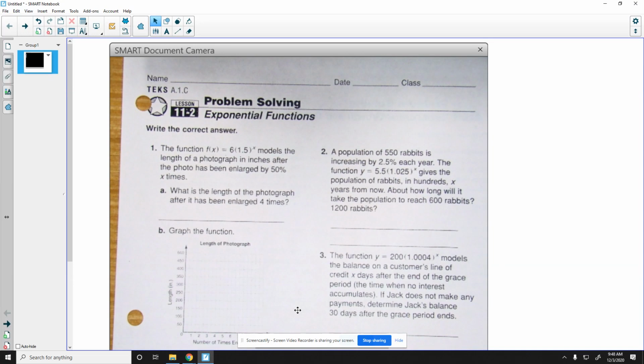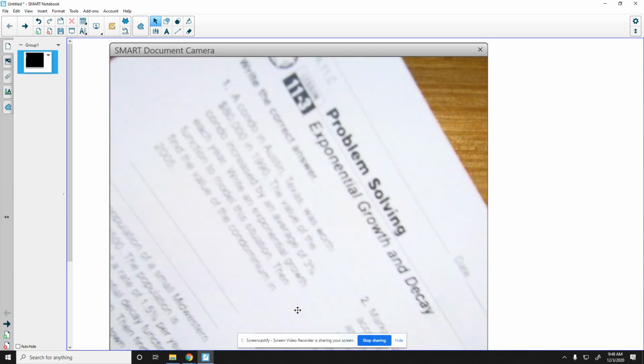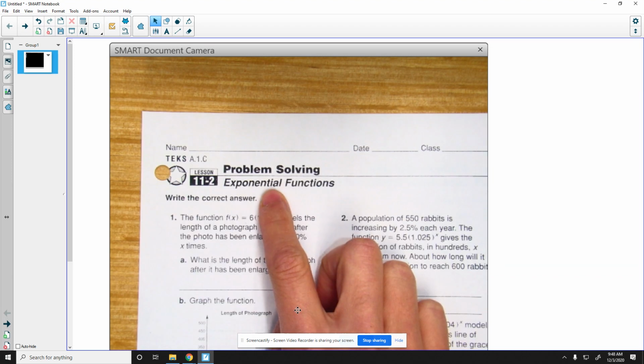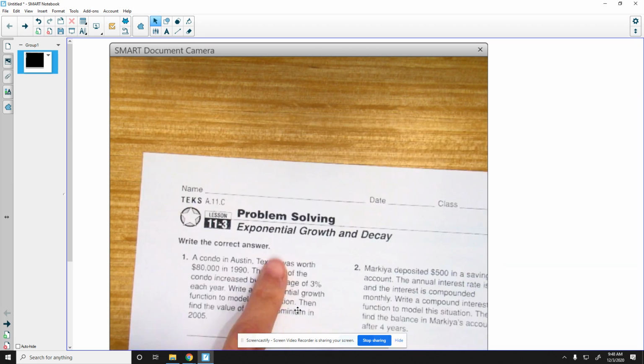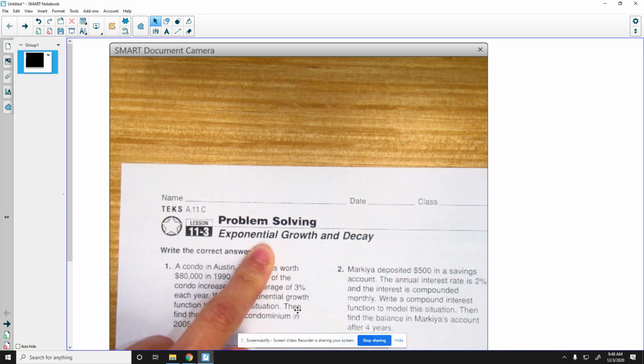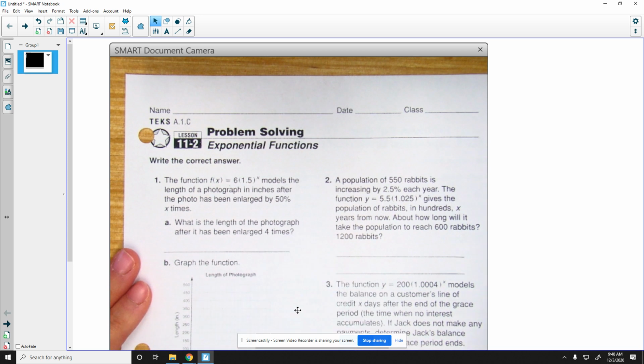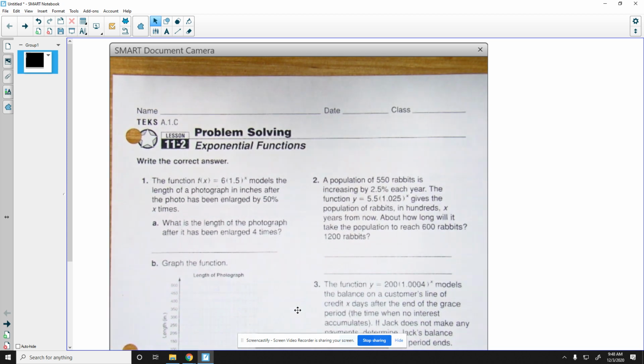Open up this paper. There are two sides to it. Go to the side that says exponential functions on top, okay? We will do this one, exponential growth and decay, second, but let's do this side first because this side is easier, and then we'll do the back side after, okay?